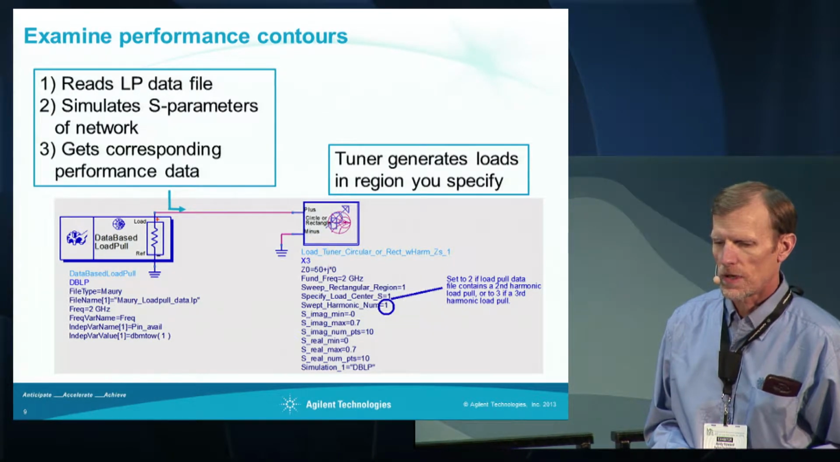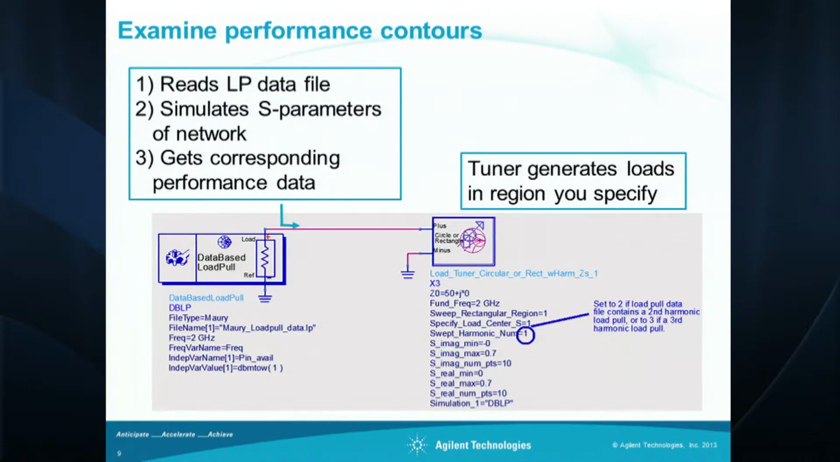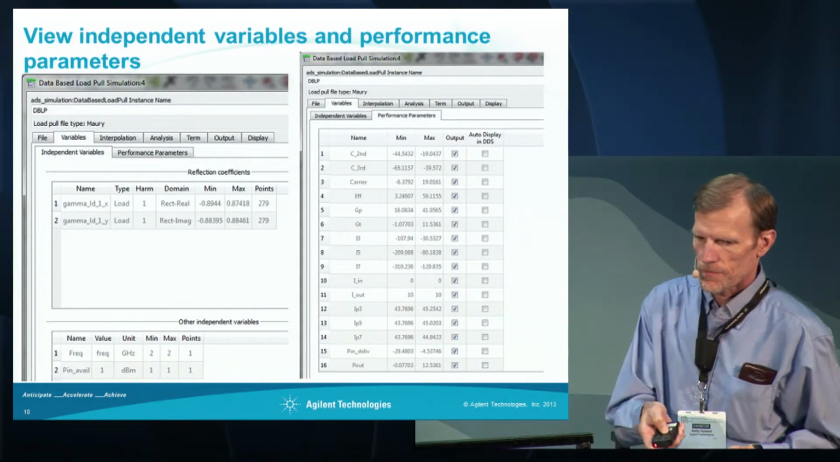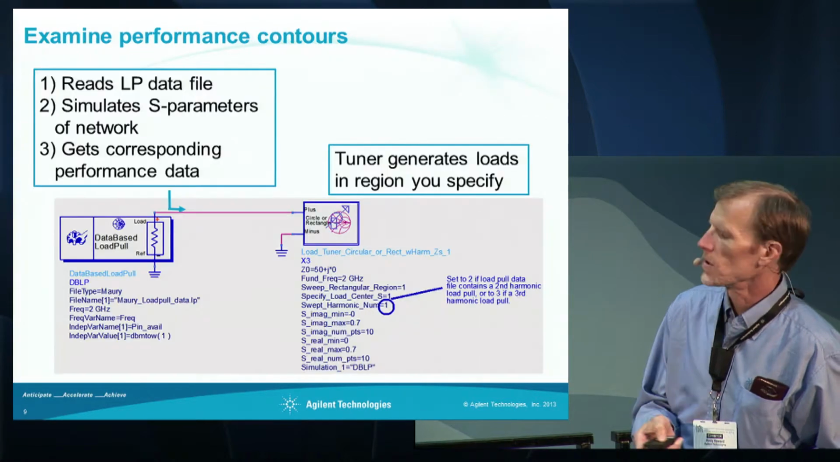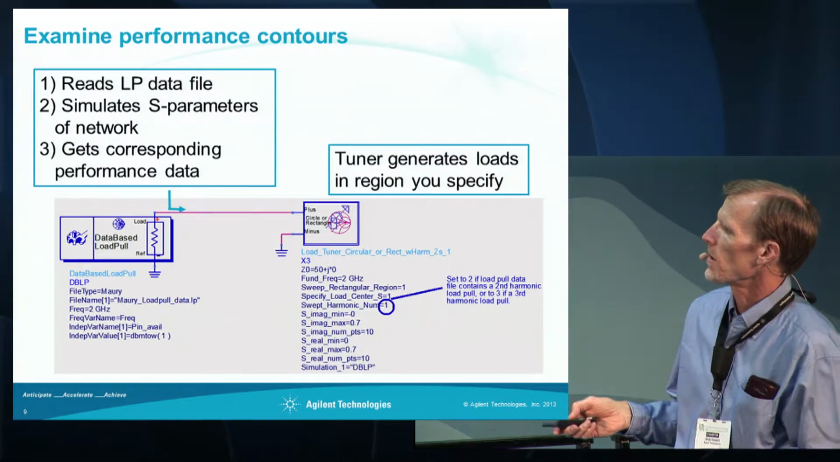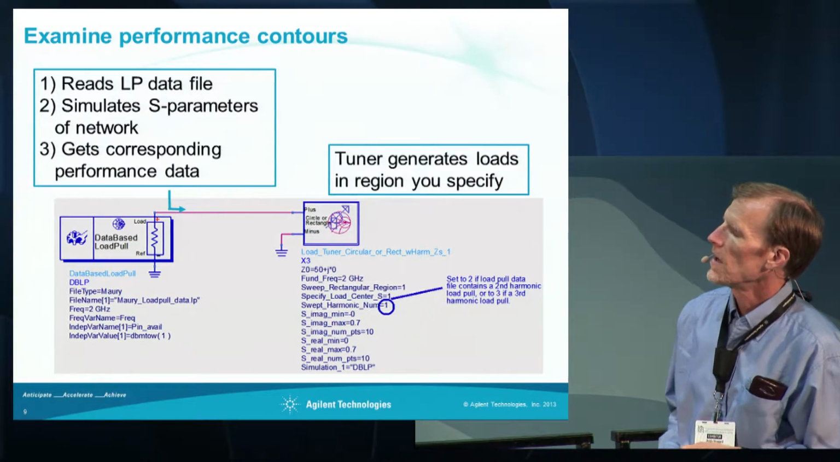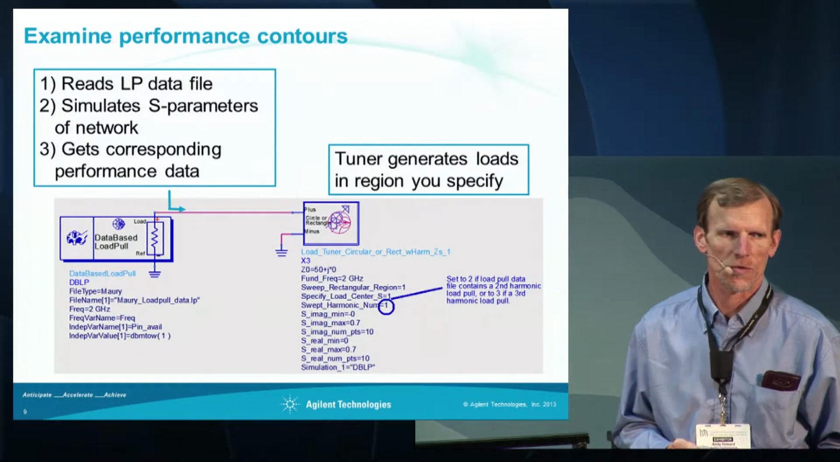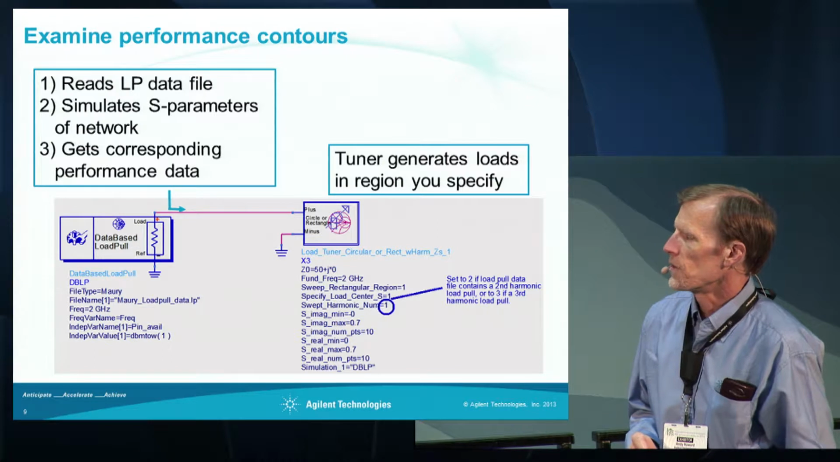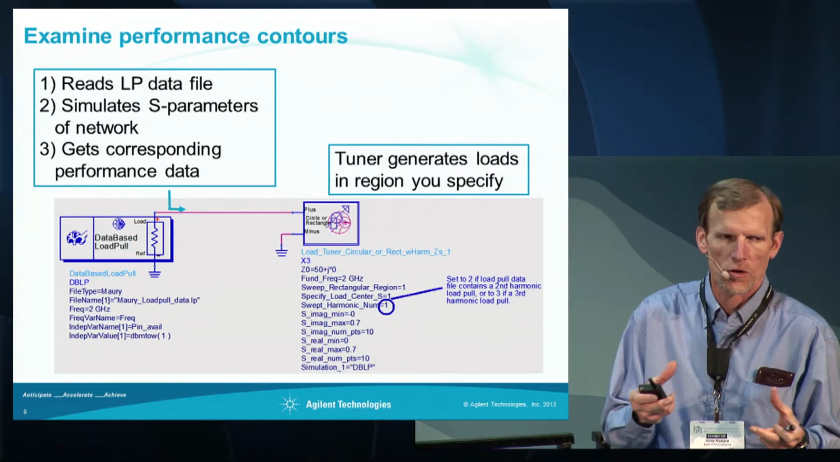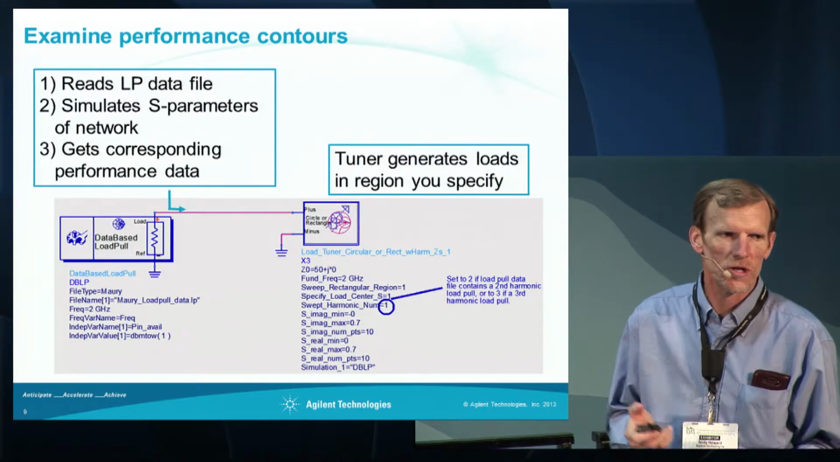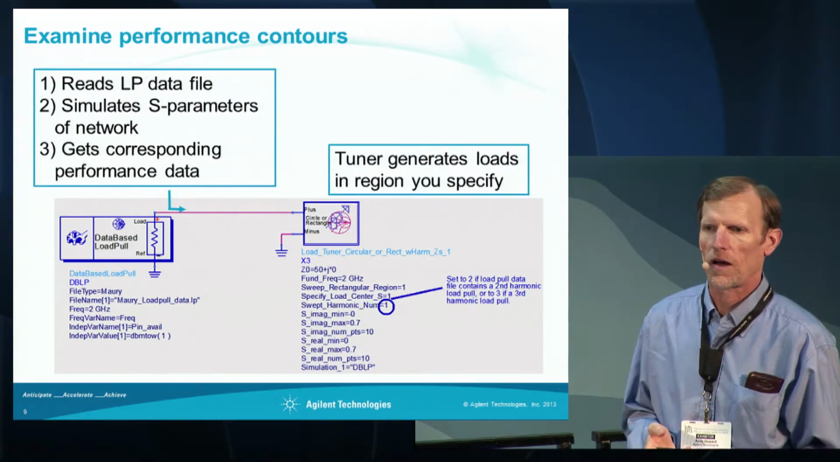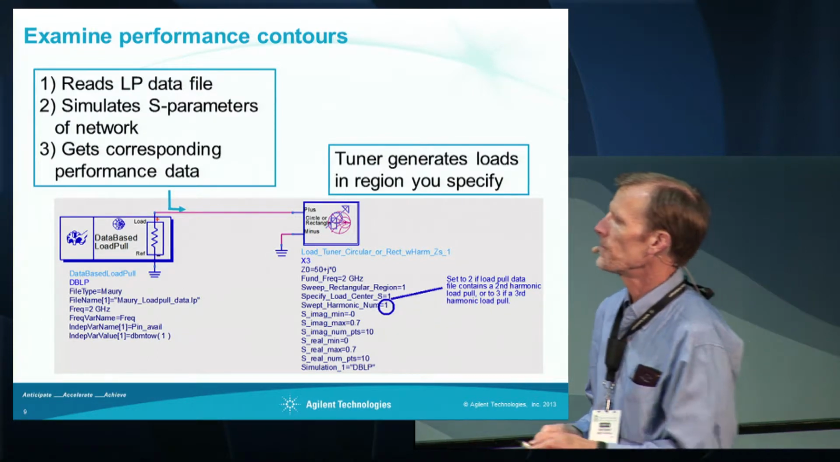One thing that you can do if you're just given the file from somebody, say from a PA vendor or a device vendor, you can use ADS, you can use this database load pull component, which is new to ADS 2011, to read in the data file and look at the contours with the ADS data display. If you already know from the vendor what the optimal load is, then there's no reason to go through this. But if you want to examine the file and look at contours, you can do that.